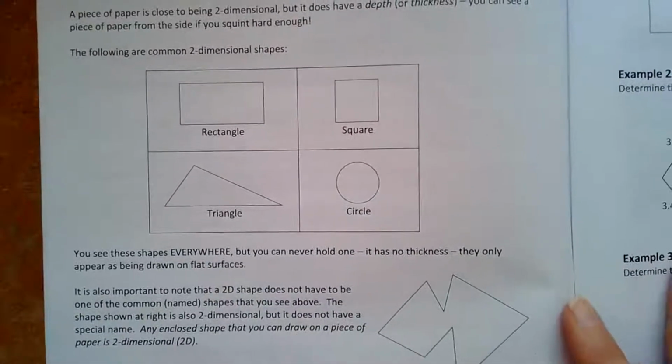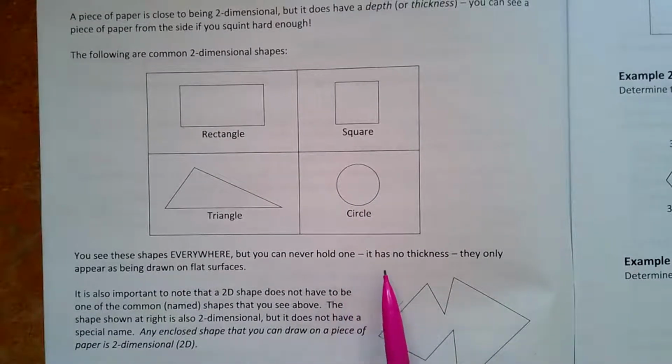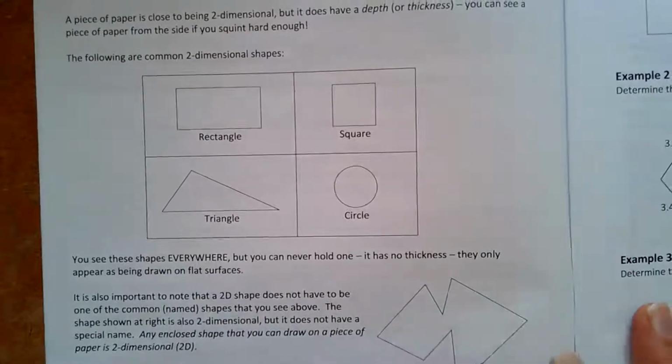We see these shapes everywhere, but you can never hold one. It has no thickness. They only appear on flat surfaces because we live in a three-dimensional world, correct? Even a flat piece of paper has a slight depth to it. So we're just talking about 2 dimensions. This is really important just for today.